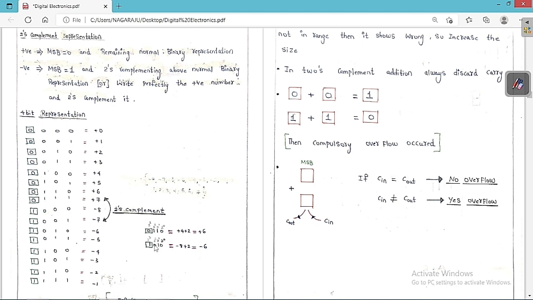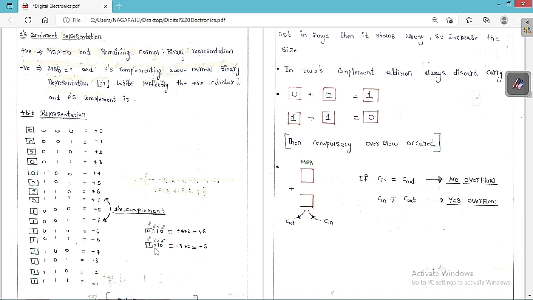Suppose if you want a negative number, how to do this one? Listen carefully. See, this is 2 to the power of 0, 2 to the power of 1, 2 to the power of 2, 2 to the power of 3. So if we do the simplification, we are going to get 2 to the power of 3 into 0 plus 2 to the power of 2 into 1 plus 2 to the power of 1 into 1 plus 2 to the power of 0 into 0. So we are going to get plus 6.